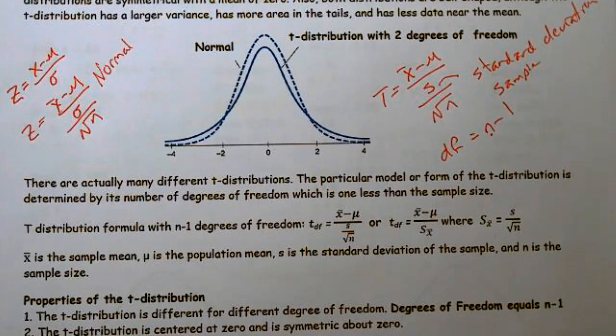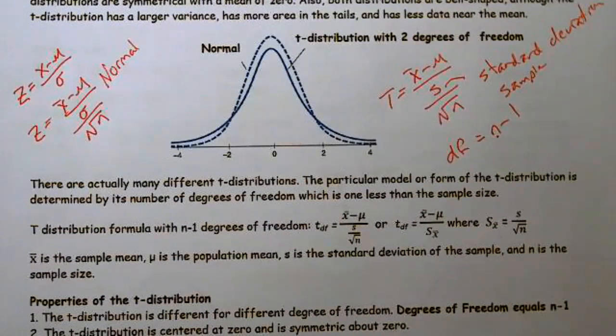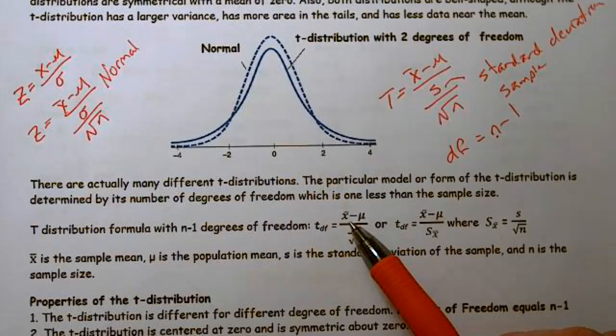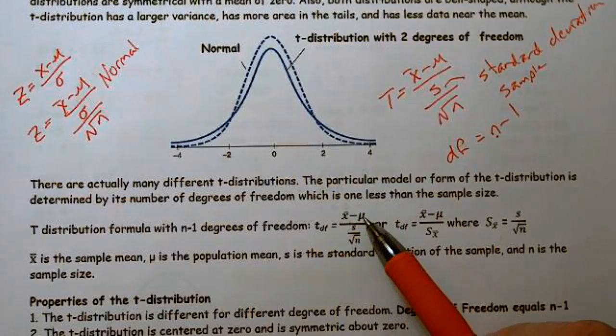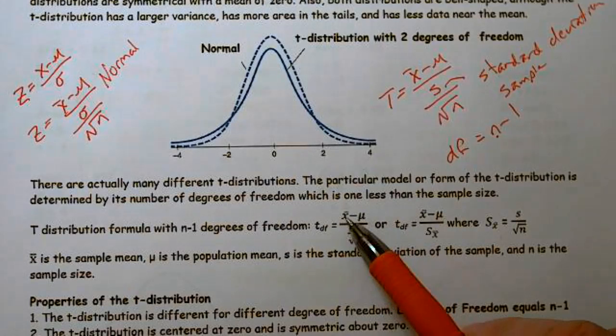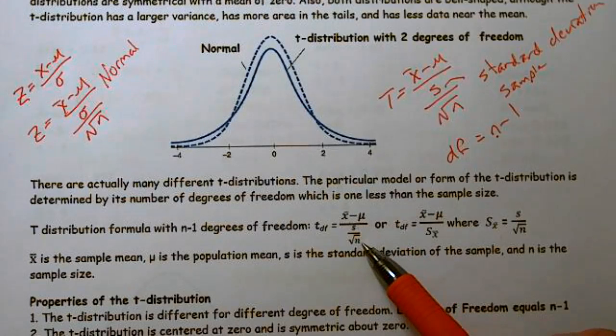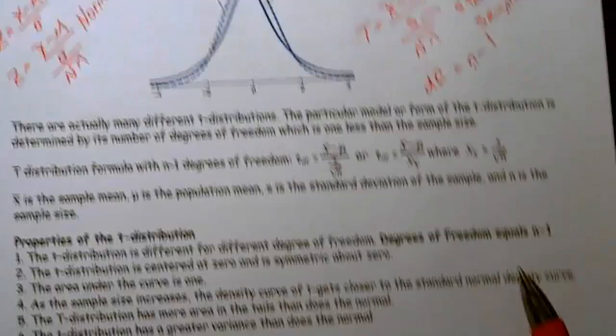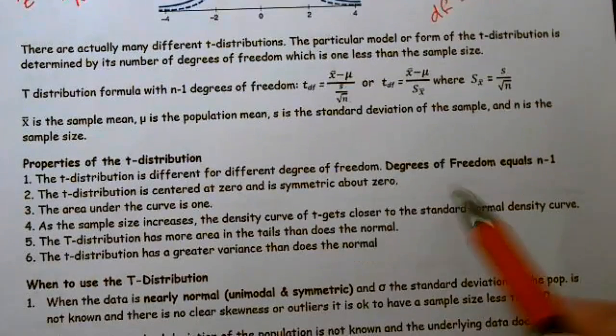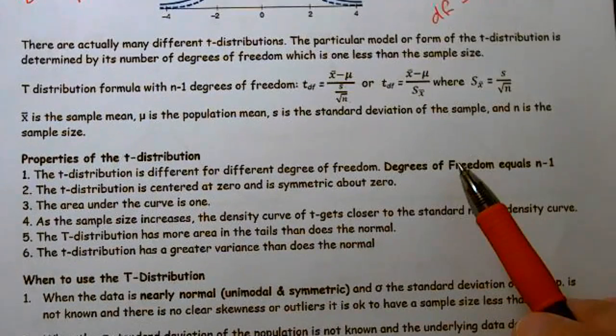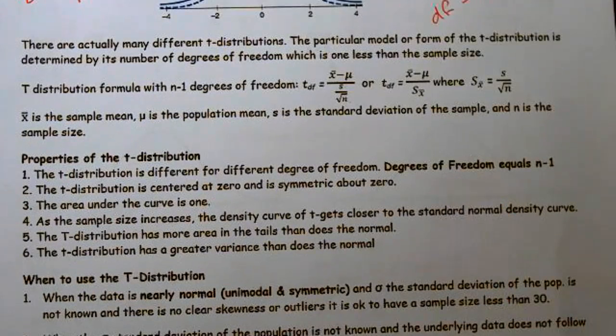All right, as part of our components, s is the standard deviation of the sample. x bar is the mean of the sample. Here's mu, the mean of the population. Standard deviation of the sample divided by the square root of the sample size. So, as I said, there's a different t distribution for every degree of freedom, or in other words, every sample size minus 1, there's a new one.